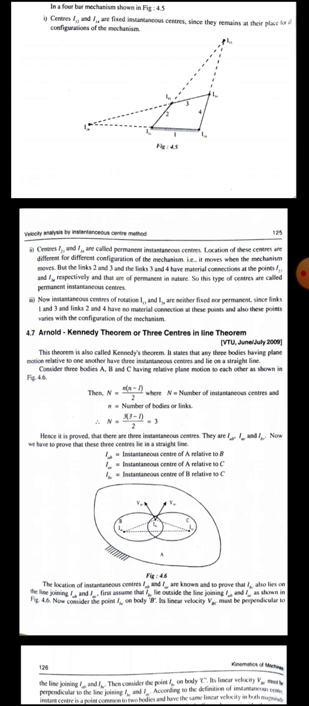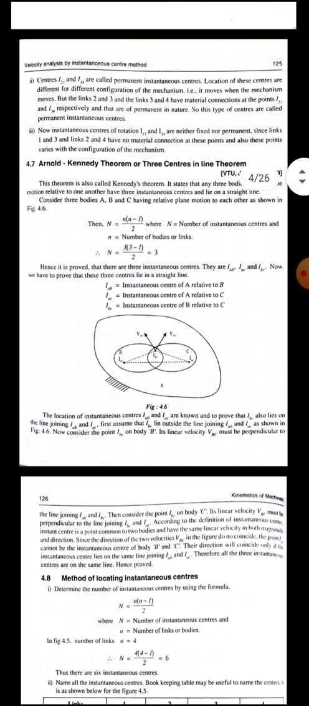To prove that IBC also lies on the line joining IAB and IAC, first assume that IBC lies outside the line joining IAB and IAC, as shown in the figure. Now consider the point IBC on body B. Its linear velocity is VBC, which is perpendicular to the line joining IAB and IBC. Then consider the point IBC on body C. Its linear velocity VBC is perpendicular to the line joining IBC and IAC.